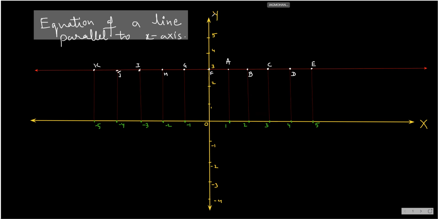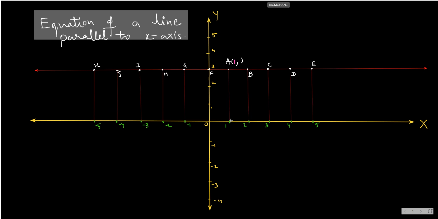Let me write the coordinates of these points. So point A. What is the x coordinate of point A? The x coordinate of A is the displacement of A along x-axis. And how much is this displacement? It is 1. The displacement is 1 on the right side. So the x coordinate is 1.